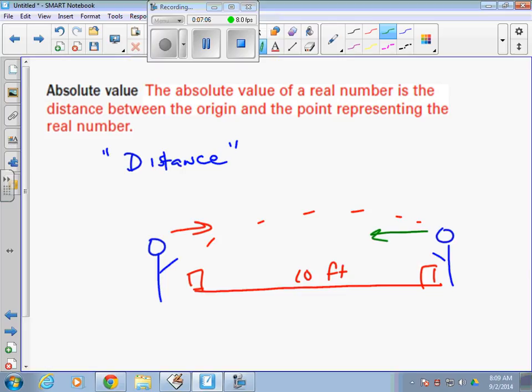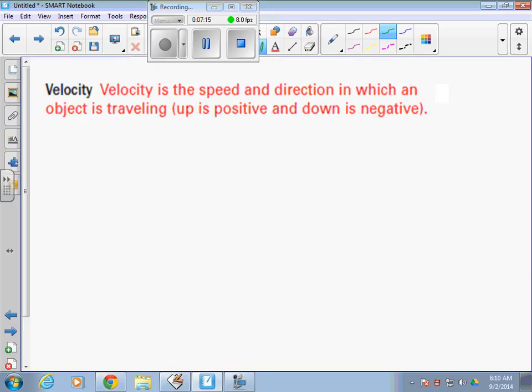That's what absolute value is. The distance from one thing to the next. It's not positive or negative because it's all positive. Distances are all considered positive. There is no negative value.